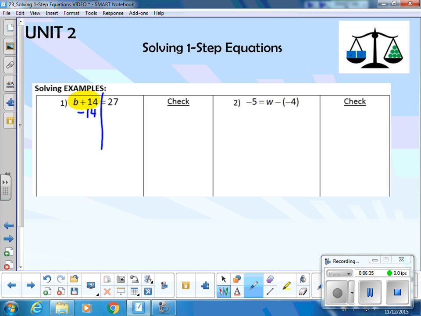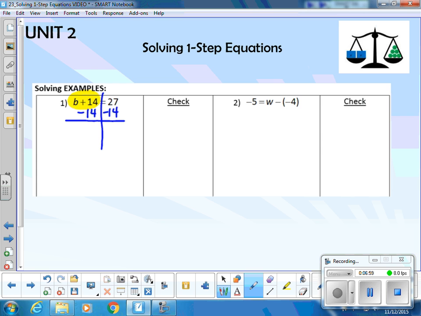Remember, we divide the problem in half at the equal sign because there are two sides to that equation. There's a right side and a left side. Whatever I do to the one side, I have to do on the other side to keep it balanced. If you remember the video we watched in class and the video you watched last time, we always have to keep the equation balanced. That's why we have an equal sign.